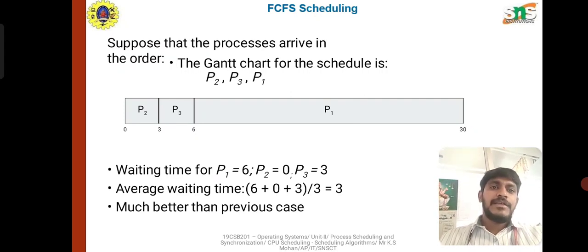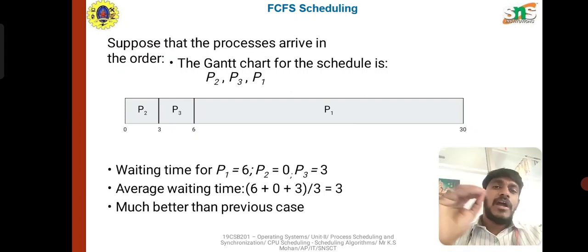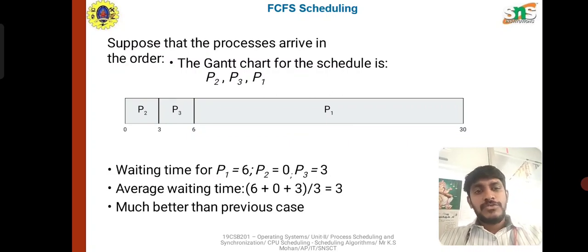So here the average waiting time is very low. In this example, the first process is P2, then P3 and P1. It is much better than the previous example case. We hope you all understand how FCFS scheduling works, how to calculate the waiting time, the average waiting time and turnaround time for each process, and the average turnaround time.